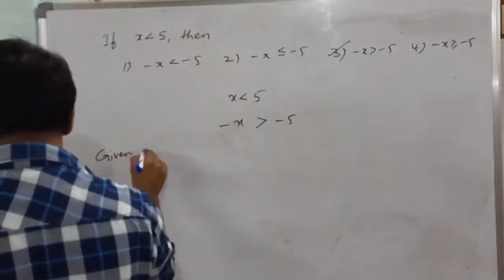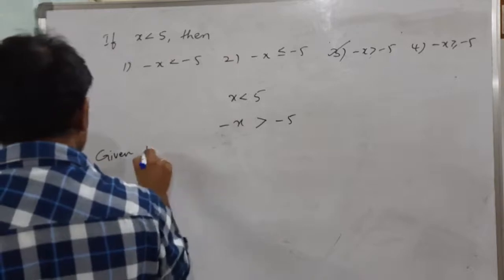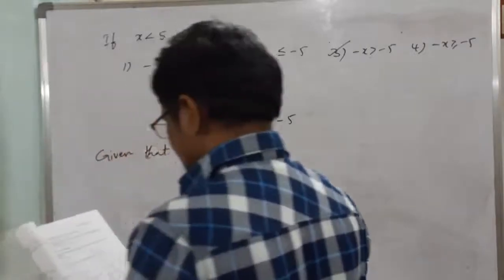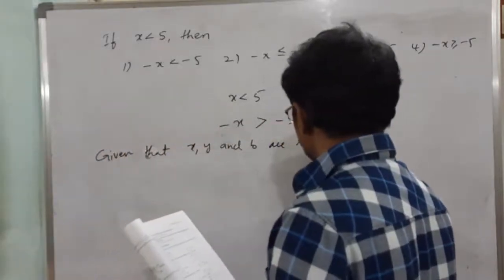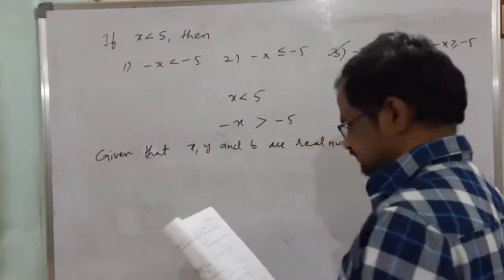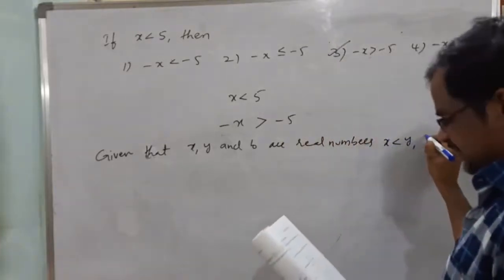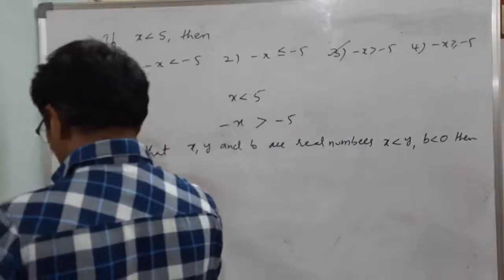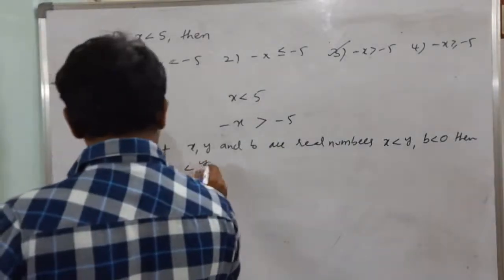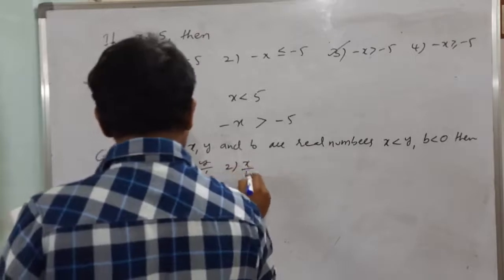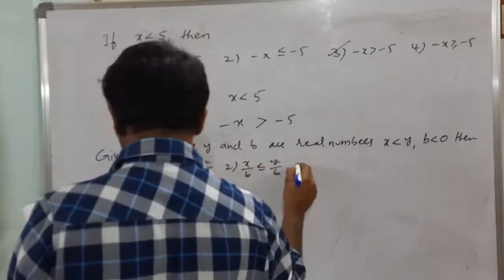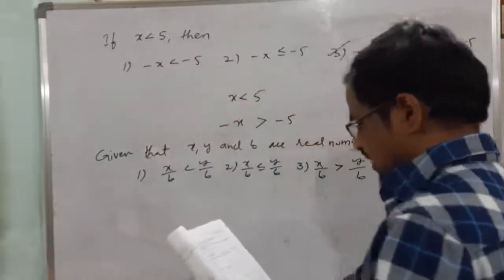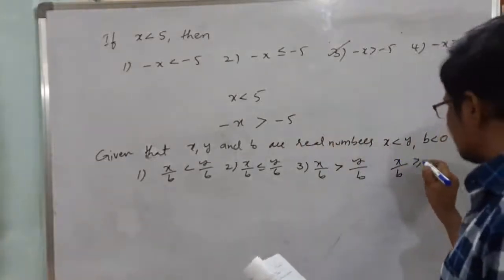Next problem they given here. Given that x, y and b are real numbers, x less than y, b less than 0, then options. First option, x by b less than y by b. Second option, x by b less than or equal to y by b. Third option, x by b greater than y by b. And fourth one is x by b greater than or equal to y by b.